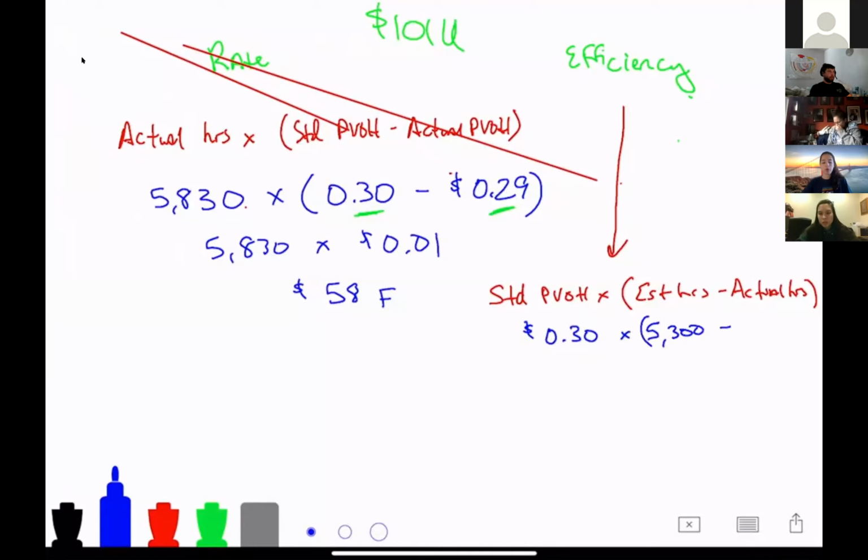But our actual hours were right here, 5,830. So that would be 30 cents times a negative. Julian, I know I just said that we always use parentheses, but I'm not going to use parentheses right now. 530. And 30 cents times a negative 530 gives a negative 159. And this would be unfavorable.